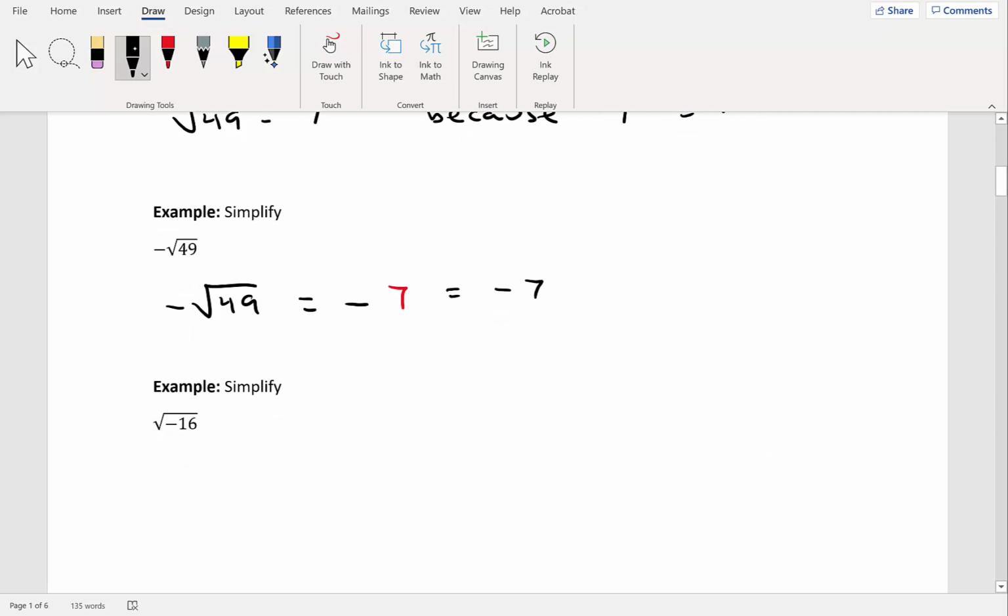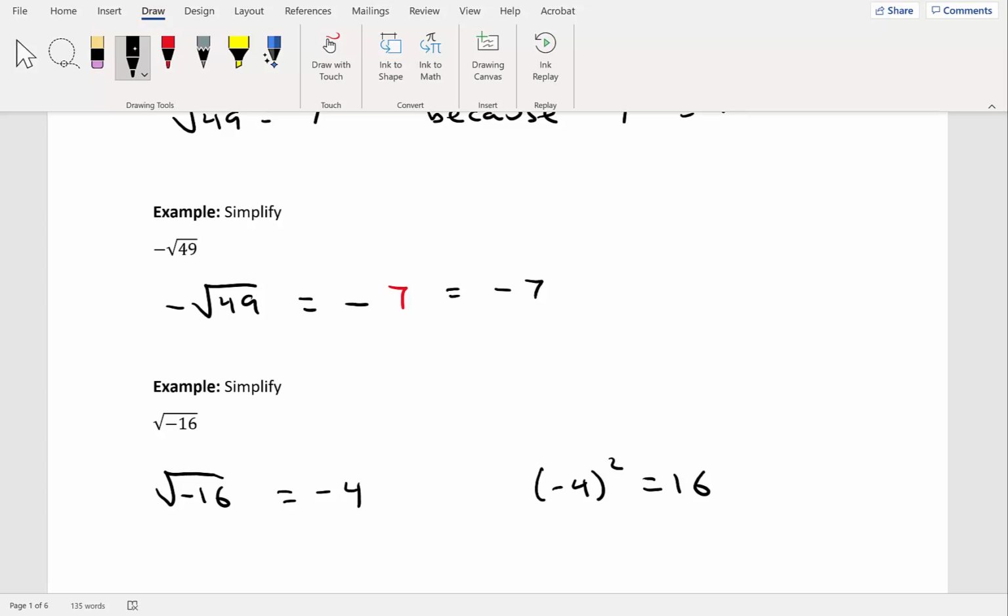Now, next problem, we have square root of negative 16. So remember, what we're trying to do is find a number raised to the second power that will give us, in this case, negative 16. A lot of mistakes I see is students will put negative 4. But remember, negative 4 raised to the second power equals positive 16, not negative 16. As a matter of fact, whenever you raise any number to the second power, doesn't matter whether it's positive or negative, it's always going to end up being positive.